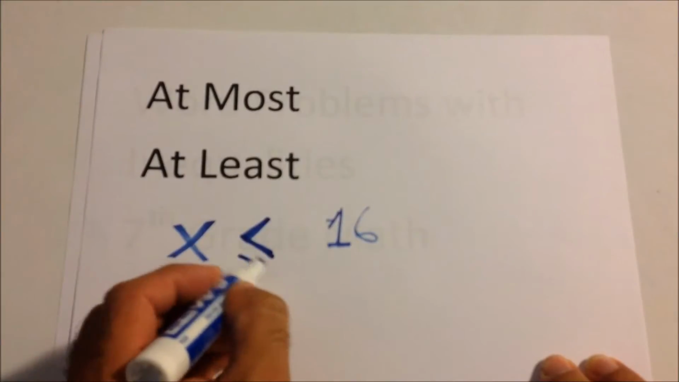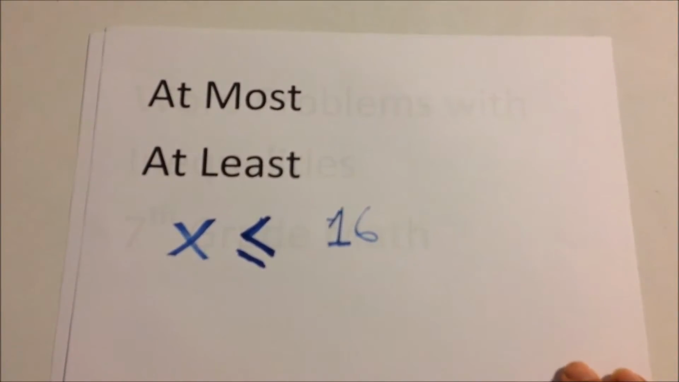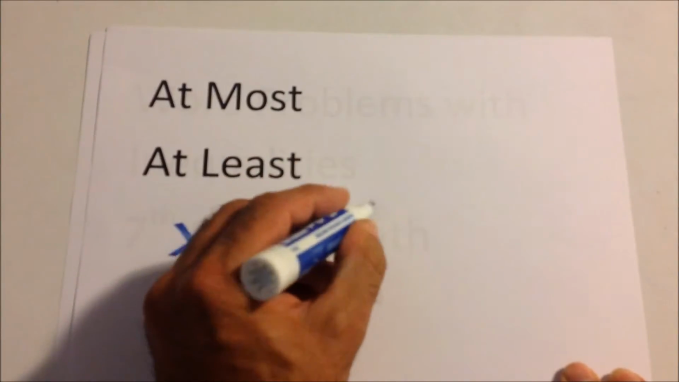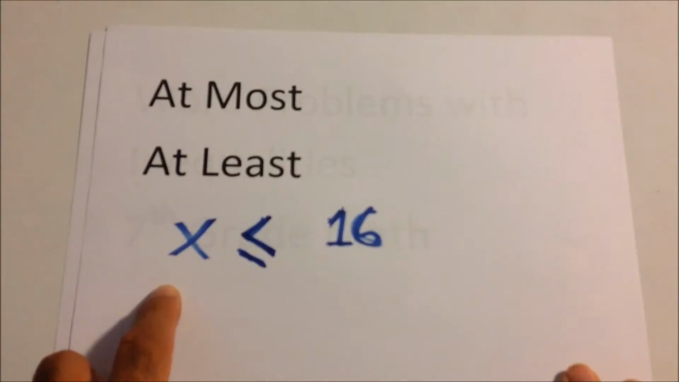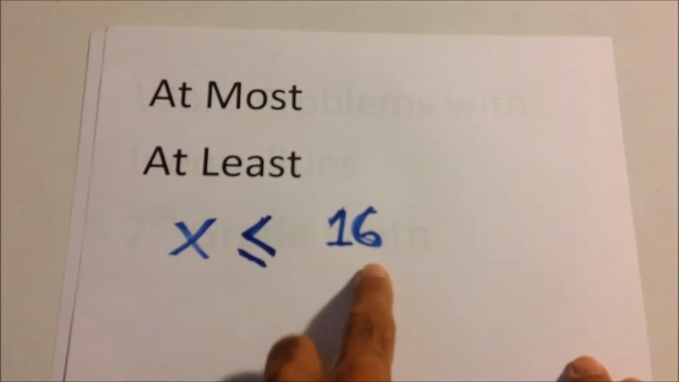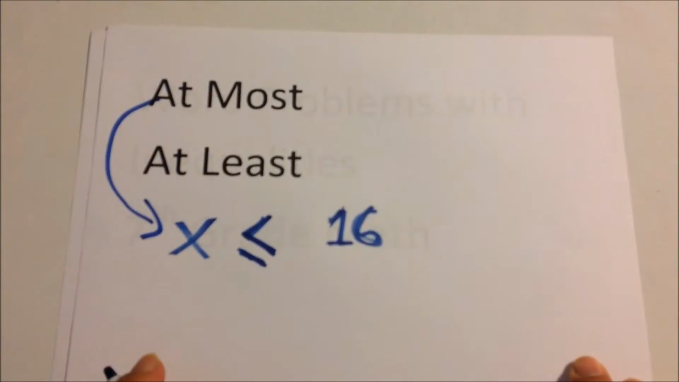So you could put a line underneath it. Remember this inequality sign. This is saying that x could be 16 or it's less than 16 because it's at most. So it's less than or equal to 16. So remember, that's at most.